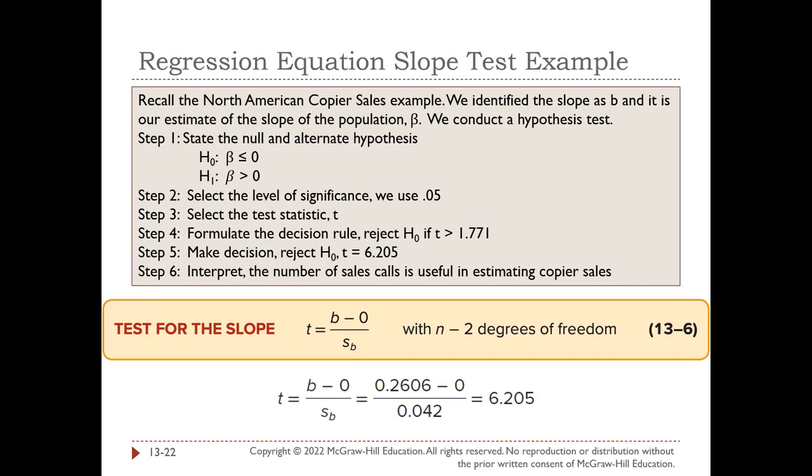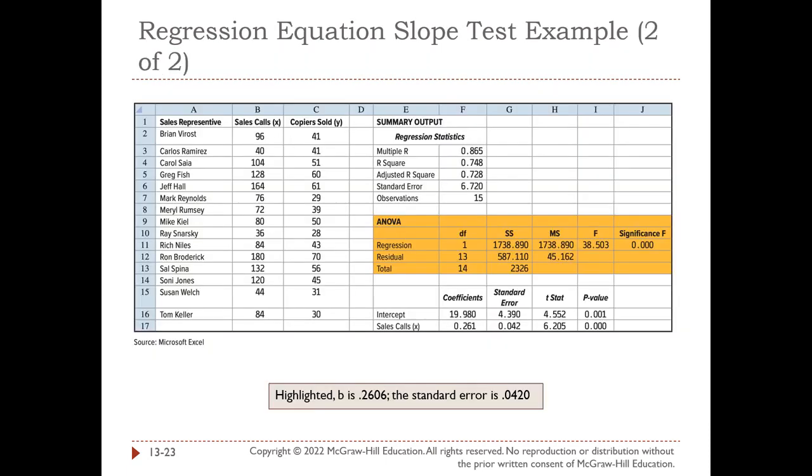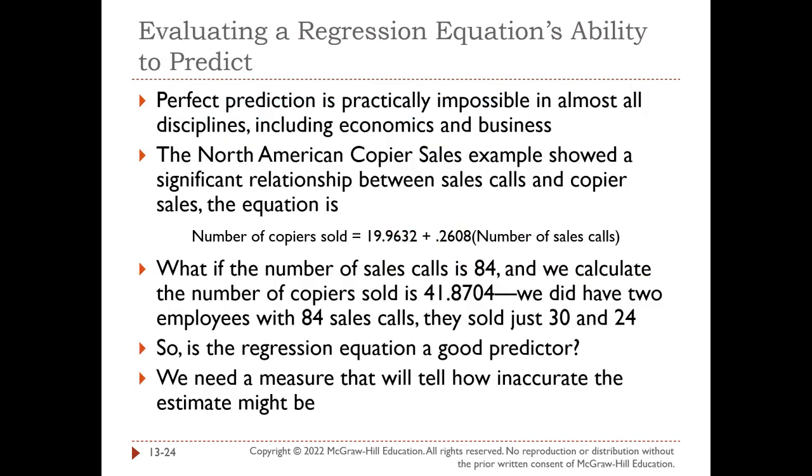All right, next we interpreted that the number of sales calls is useful in estimating copier sales. That's all we care about. Does it actually work for us? Then we can use Excel. Excel has a lot of fun stuff. So this is actually showing the regression equation for our Excel. Nice.